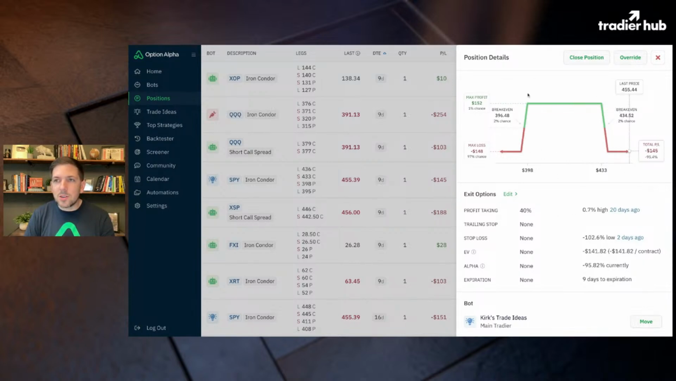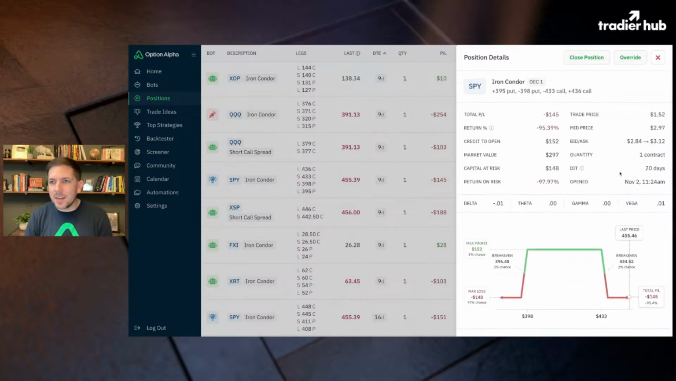And this is why this chart is so powerful inside of Option Alpha, because it shows you your current P&L, like your total P&L, which is down $145 on this trade. And the probability that I get back to any sort of break even or max profit now is 1%. Do you guys see that on the chart? It's just 1%. So even though this trade has quite a few days left, 9 days left, there's no realistic chance it's coming back.